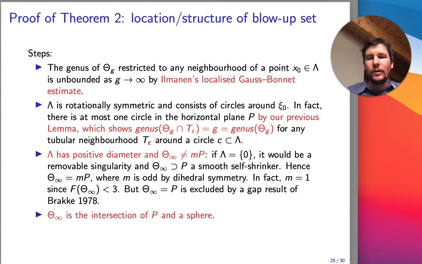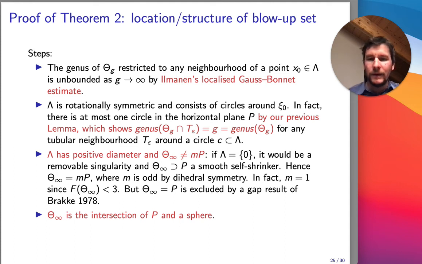Okay, so what you could do now is forget about the plane and put back in the circle, and then you get a smooth self-shrinker. Okay, so we know already that our object is the intersection of the plane and one other smooth self-shrinker that also intersects this circle.